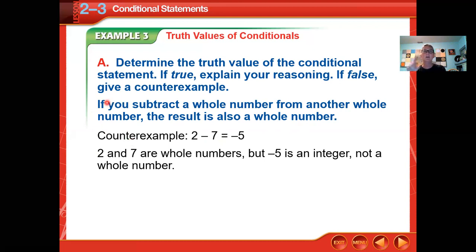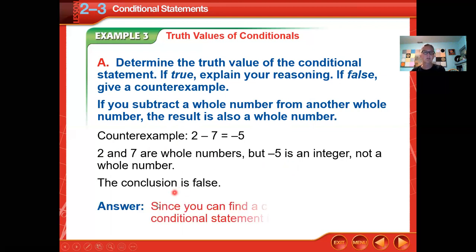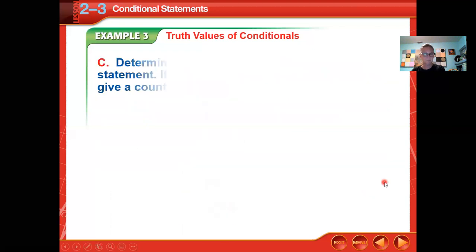You try to show an example where the hypothesis is true. If you subtract a whole number from another whole number, so they picked 2 and 7, which are both whole numbers, and they subtracted them. The conclusion, the result is a whole number. The counterexample shows that the conclusion can be false. So since the conclusion is false, since you can find a counterexample, the conditional statement is also false.